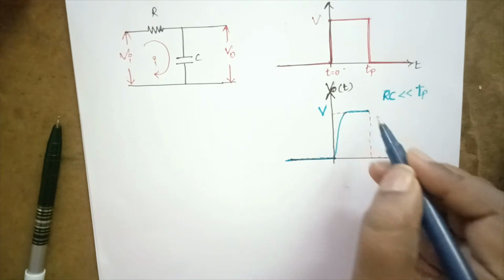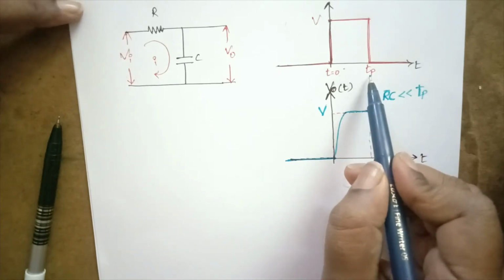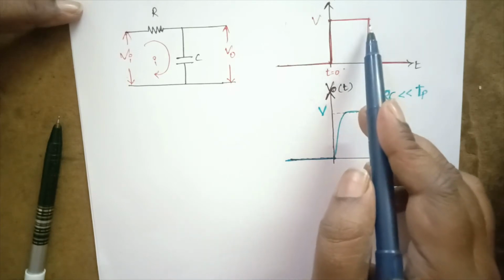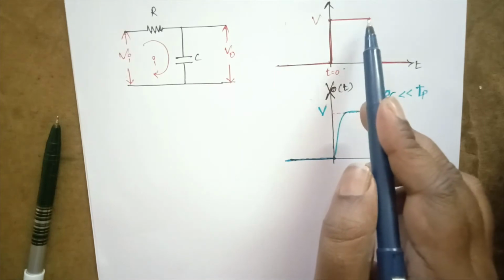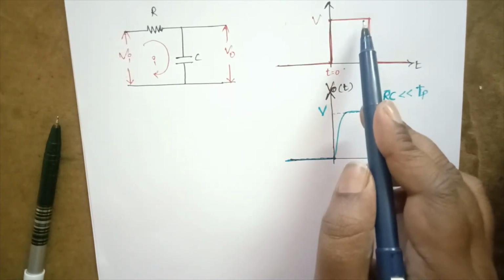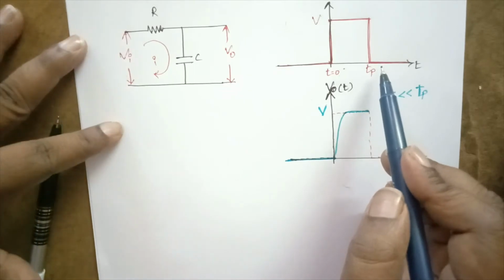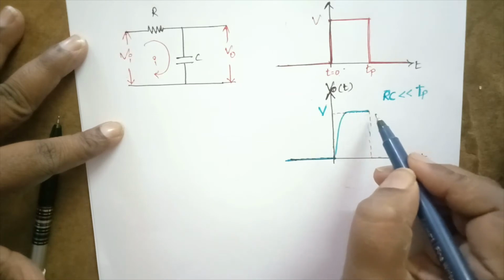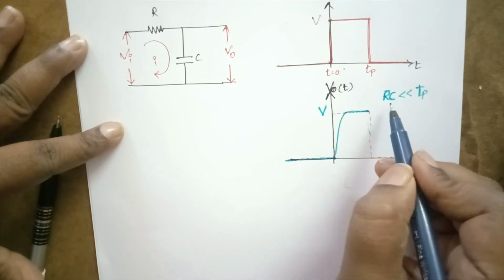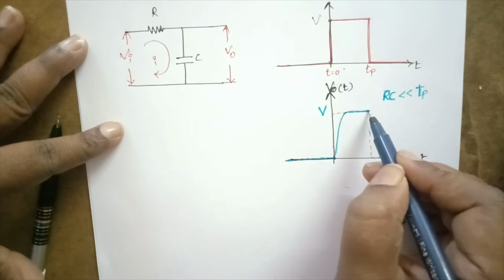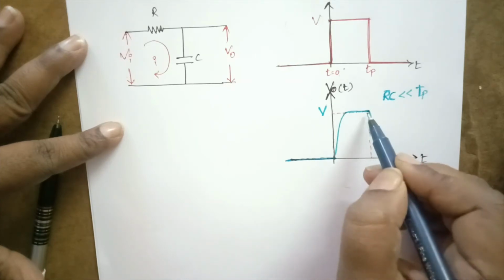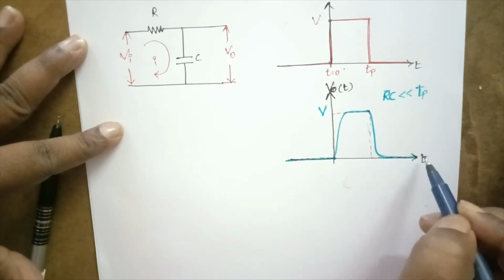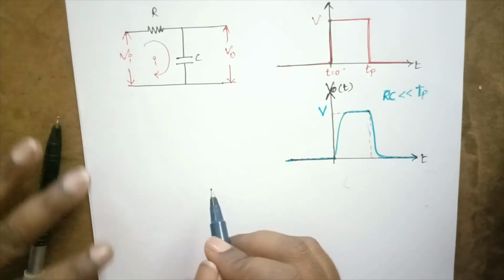Now after that what happened? The input at t equal to Tp suddenly falls to 0. Up to Tp the input is at V, but it suddenly falls to 0. Therefore the capacitor doesn't suddenly fall to 0, but it slowly discharges. But the charging and discharging time constant is very low, therefore it discharges quickly. Then it follows 0. Okay, so this is the output.